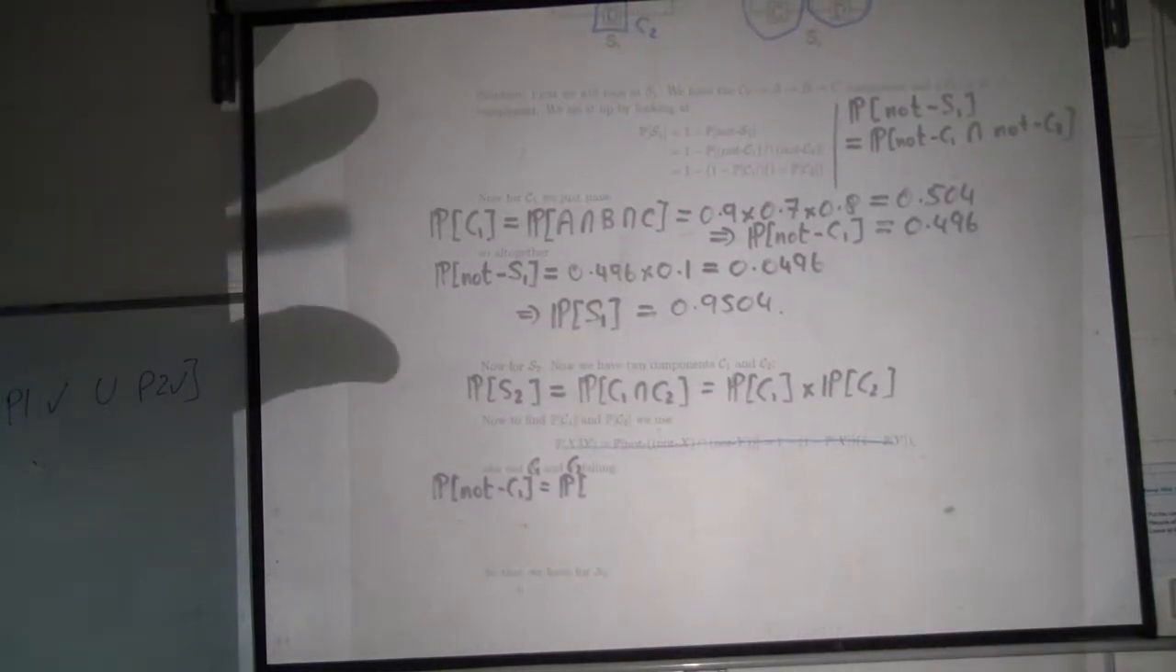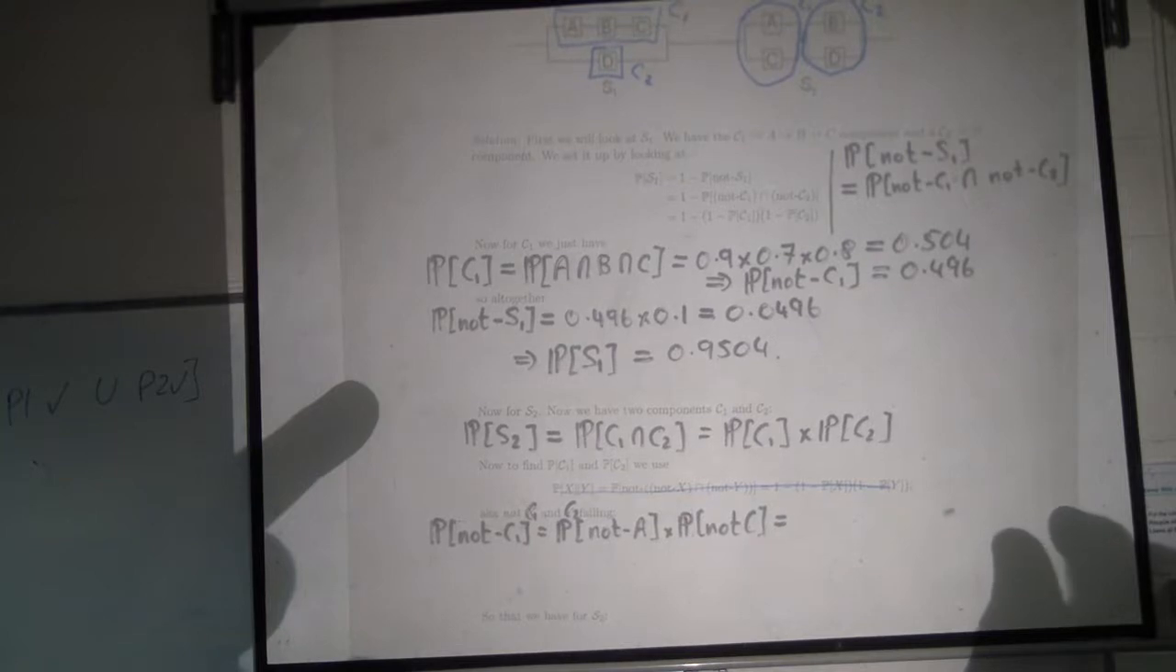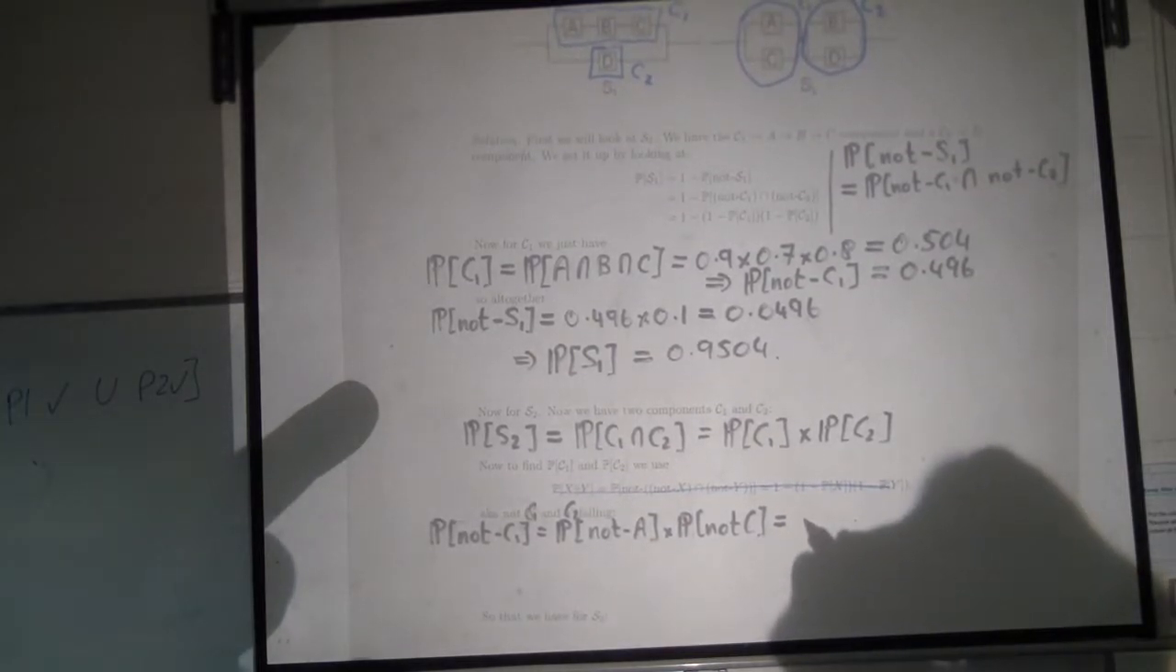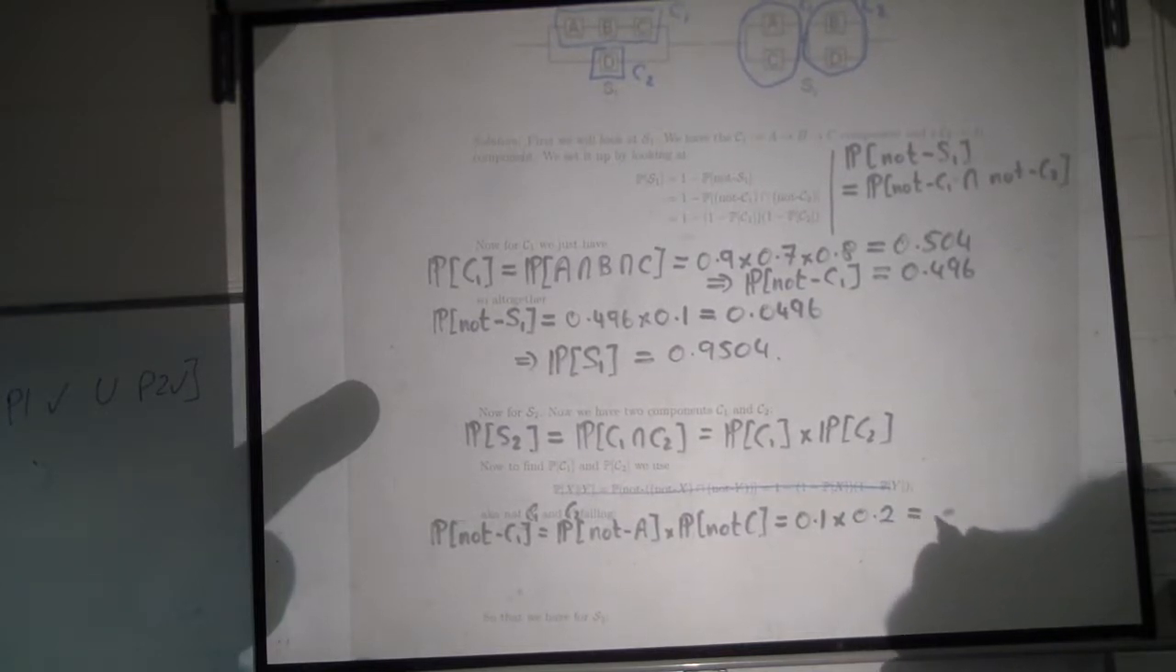Now just for space, if I do not A and not C, what does the and mean? Multiply. So it'd be not A times not C. What's the probability of not A? Probability of A failing? Yeah, 0.1. Probability of C failing? 0.2. So this comes out as 2%. So we know the first one is 98% reliable.